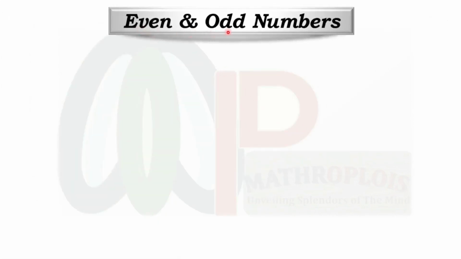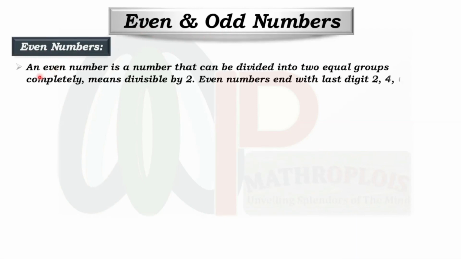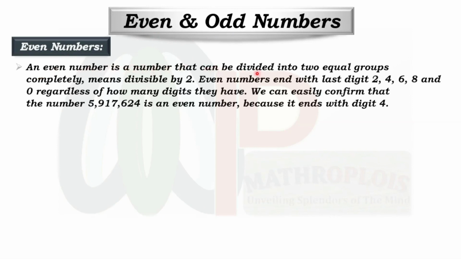Let us differentiate even and odd numbers. We can define even numbers as: an even number is a number that can be divided into two equal groups completely, which means divisible by 2. Even numbers end with last digit 2, 4, 6, 8, and 0, regardless of how many total digits they have.